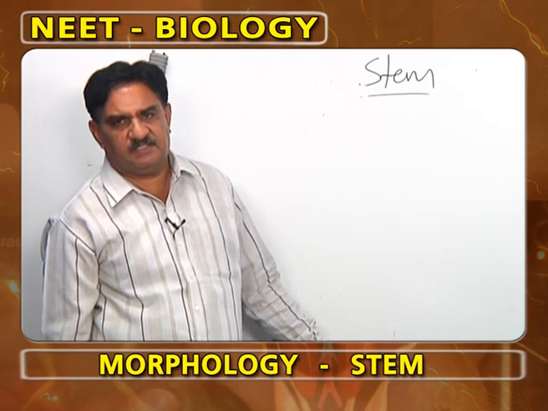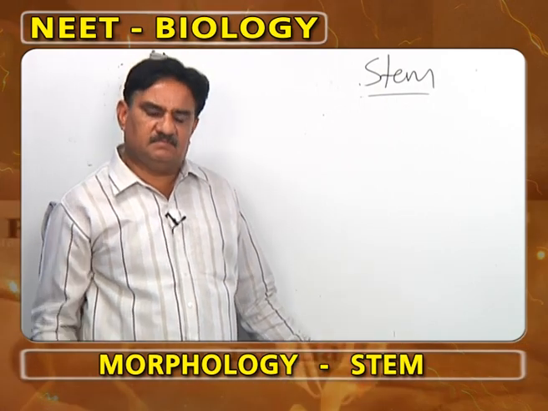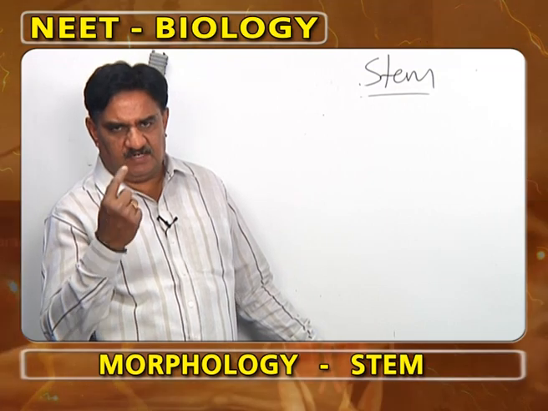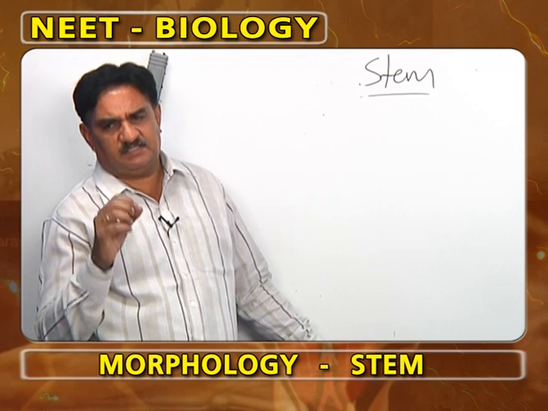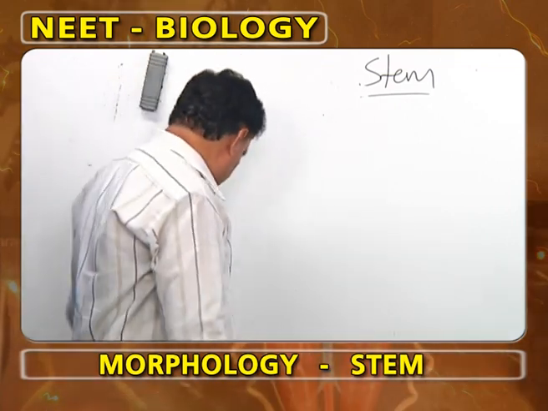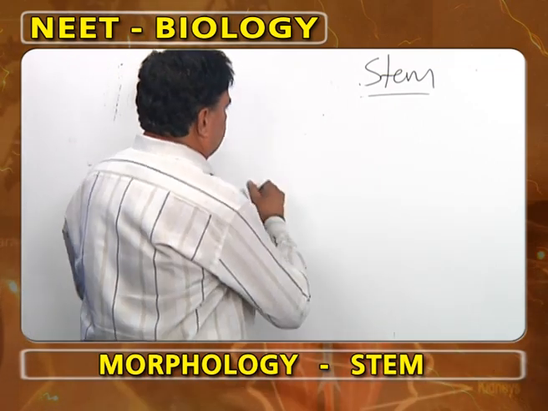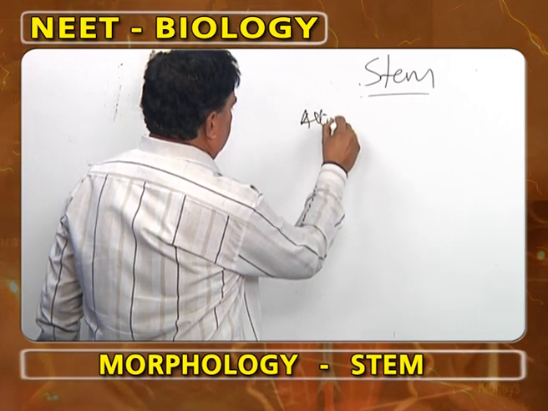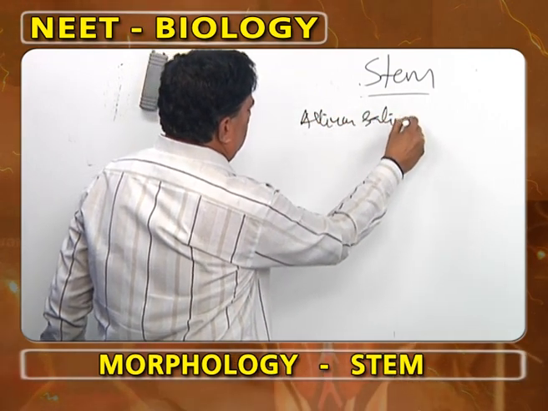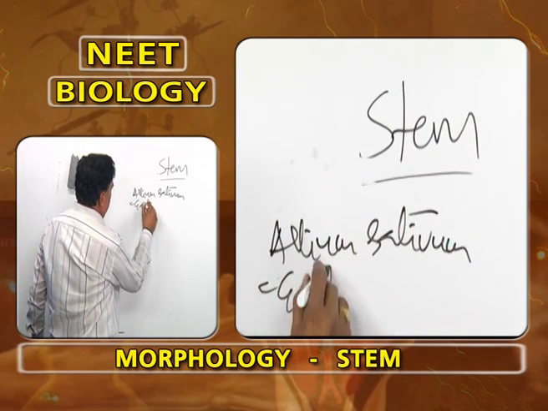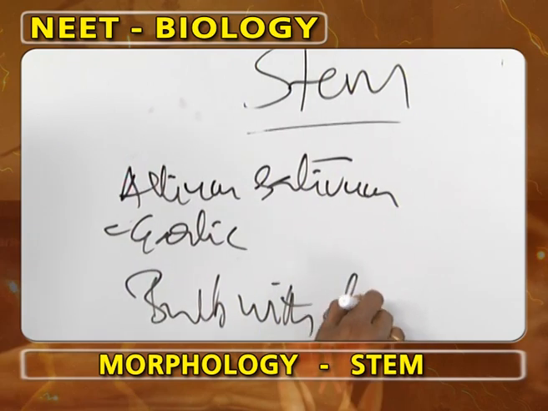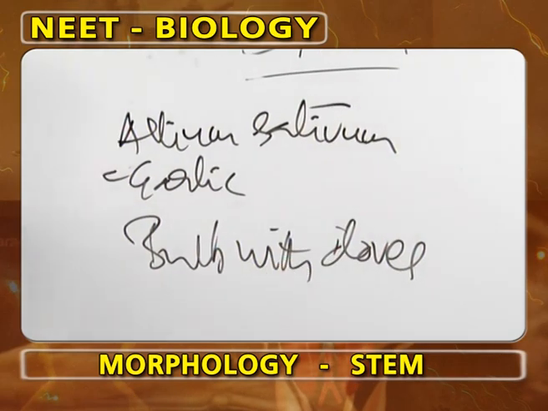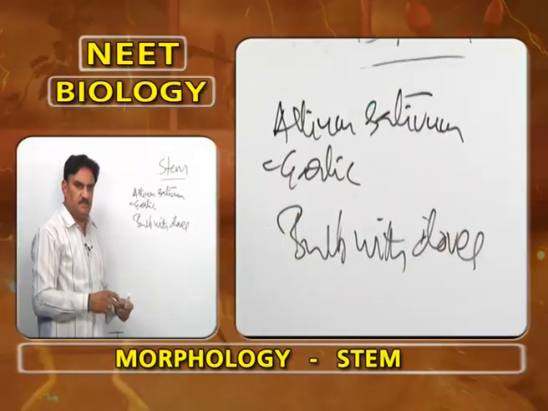In Allium, special leaf bases store food material. Every leaf base which has stored food material is surrounded by a tunic. The total bulb is not surrounded by a tunic. This is specially called bulb with cloves. So, Allium sativum, that is garlic, is called bulb with cloves. Okay. So, this is about stem.